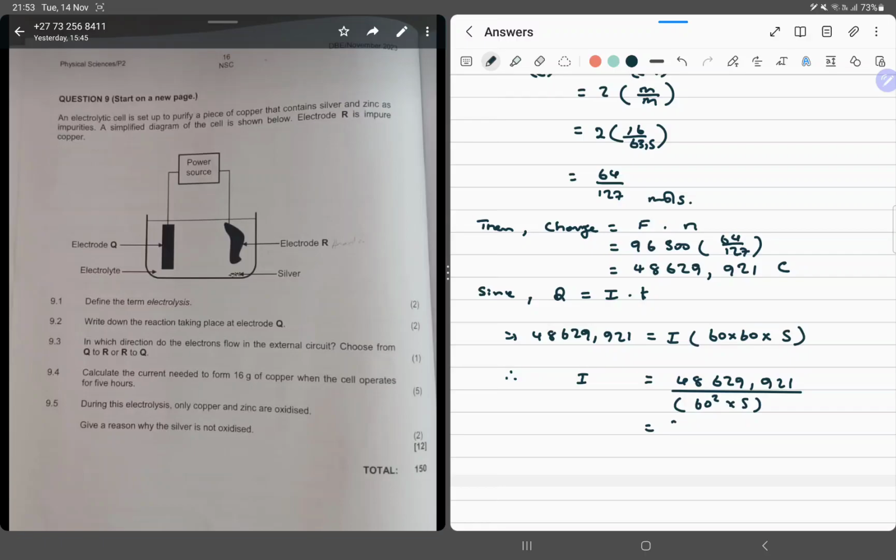Okay, so this is the current of 2.70 amperes, because coulombs per second is an ampere. So that is the charge needed to drive this deposition of 16 grams of copper onto our cathode. Now, one of you may be asking me, what is that Faraday's constant?